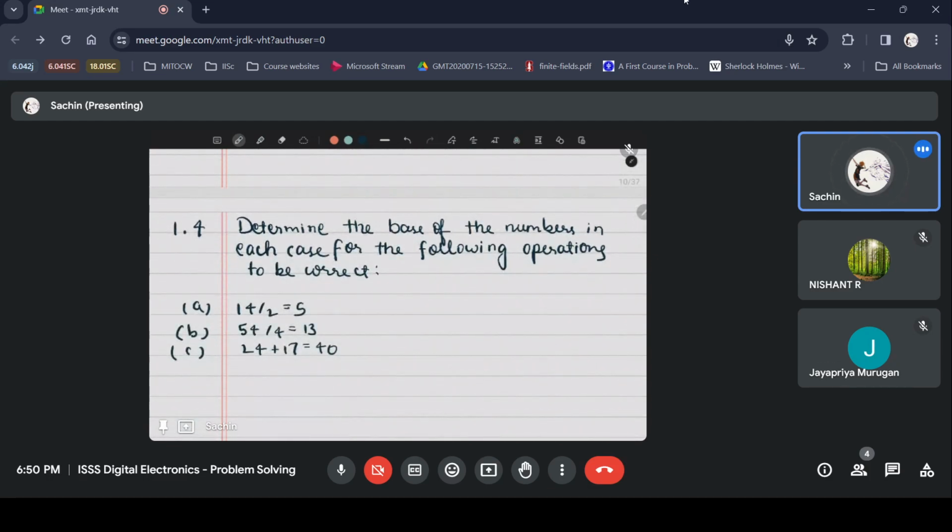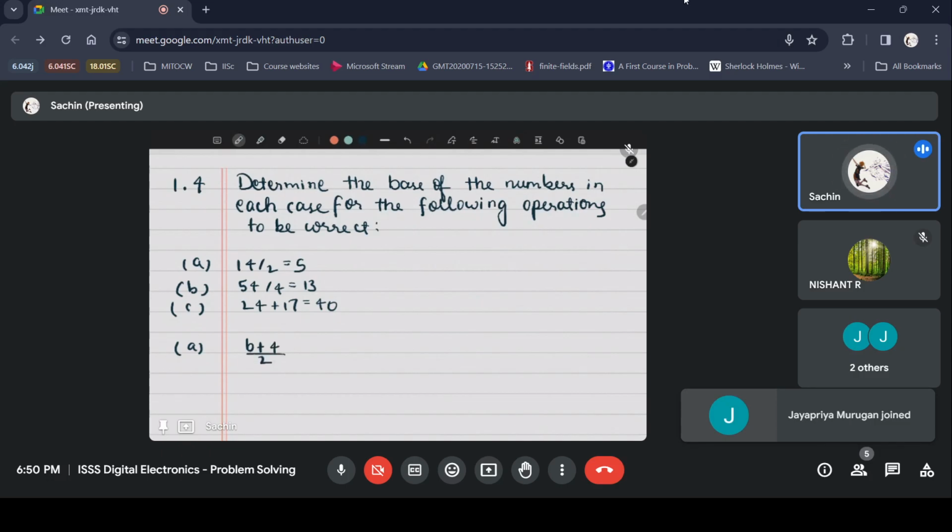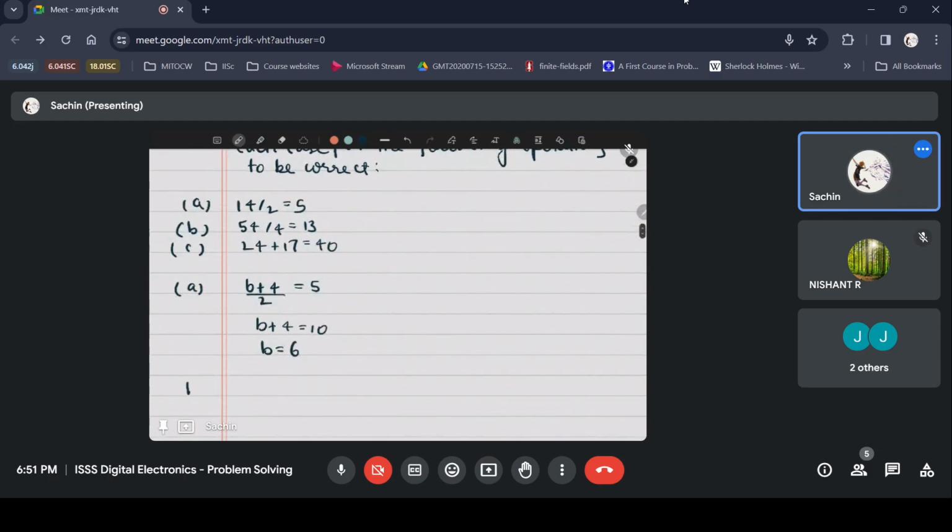Okay, next question: determine the base of the numbers in each case for the following operations to be correct. So 14 by 2 is 5. That means if it's base b, b plus 4 by 2 is 5. So b plus 4 is 10, b is 6. That is in base 6.